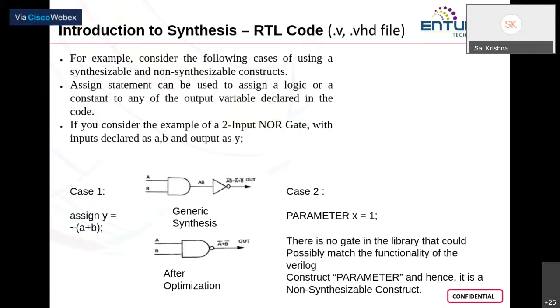But when you go to case 2, let's say you have used something called parameter, there is no gate in the library that could match the purpose of the parameter construct. So it is just left as a black box. Now by using a black box, you cannot go and continue designing your chip. So that is why your RTL code must be clean of non-synthesizable constructs.